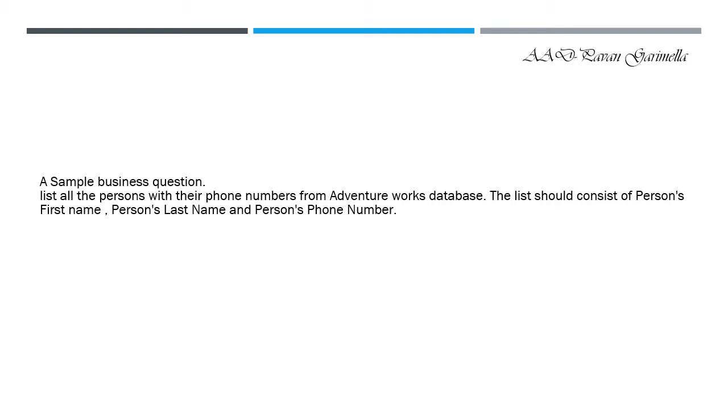To explain this further, let us consider a sample business question. Here, the question is, list all the persons with their phone numbers from the AdventureWorks database. The list should consist of a person's first name, last name, and also the person's phone number. So how do we go about resolving this? Let's go to our SQL Server Management Studio and see how a query could be built for inner join.